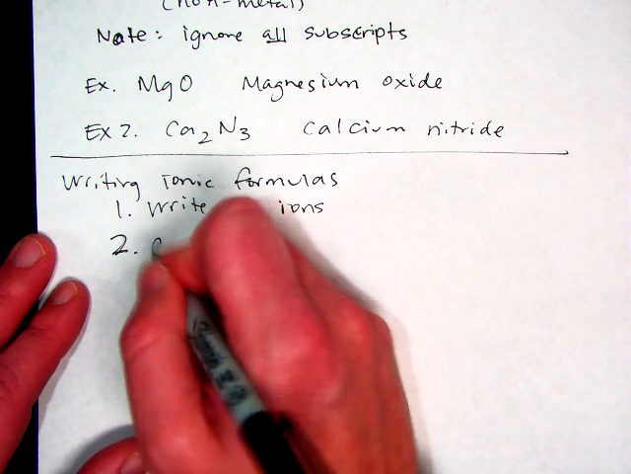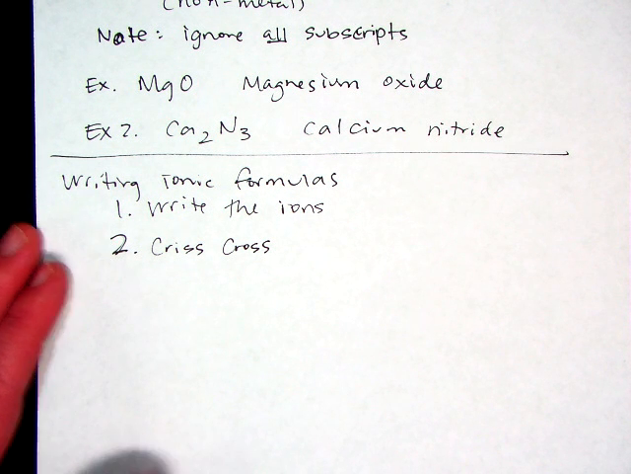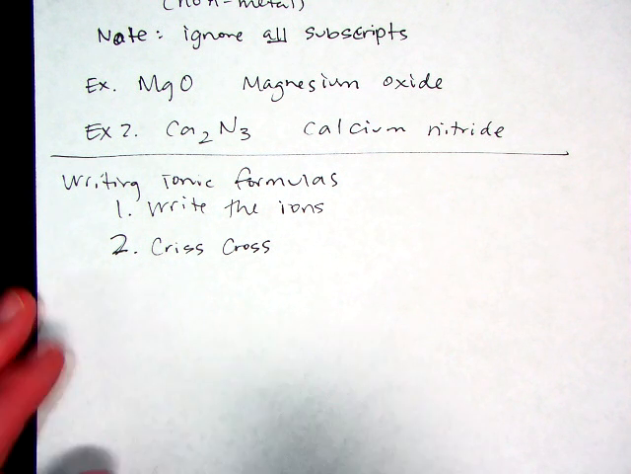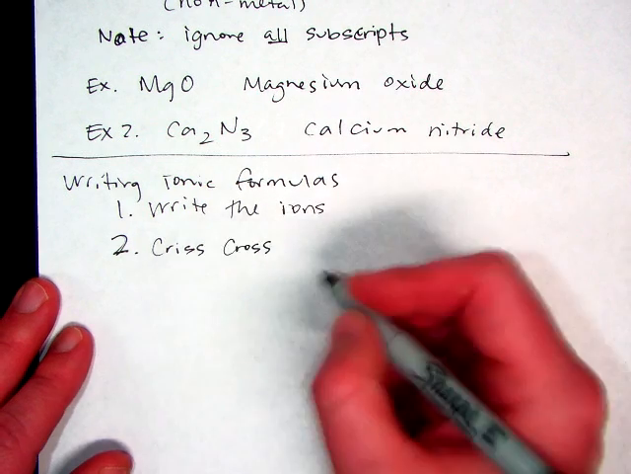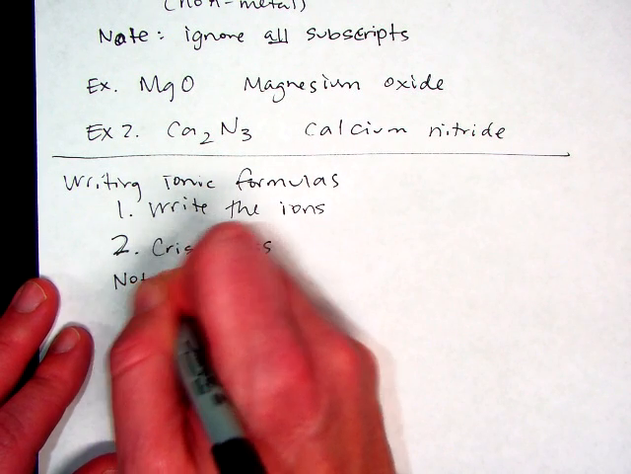And then, this will be vague, but it'll make sense in a second, you do this thing called crisscross. If you end up with Mr. Bauer next semester, he'll call it drop and swap. Some of you call it drop and swap, or crisscross. Or flip and dip. I just made that up. It's not called that. But anyway, you crisscross, and I'll show you what that means in a second. And then the note here is that you don't write ones.